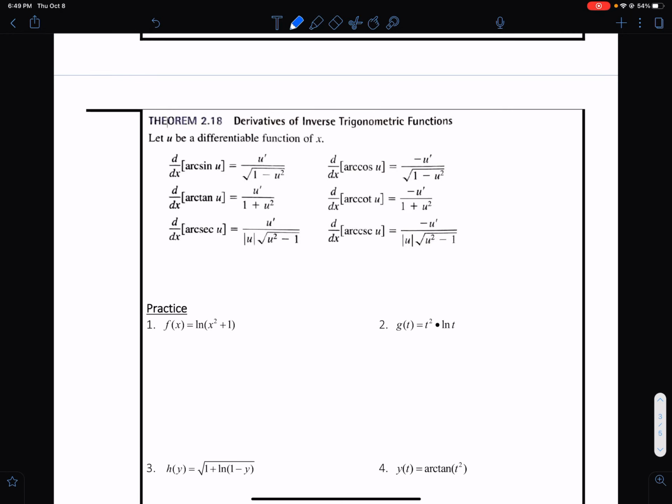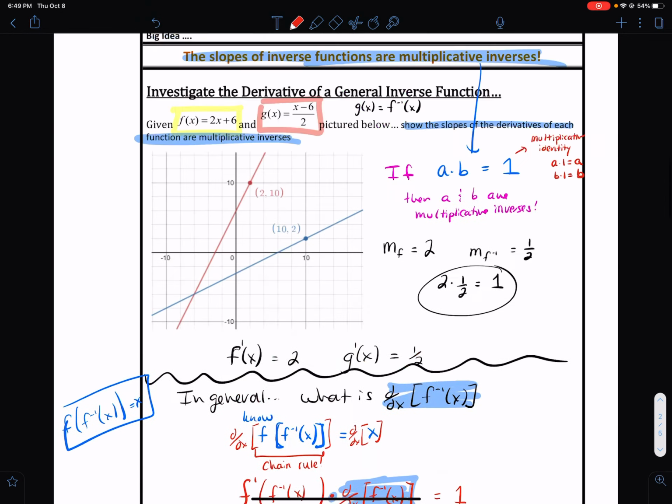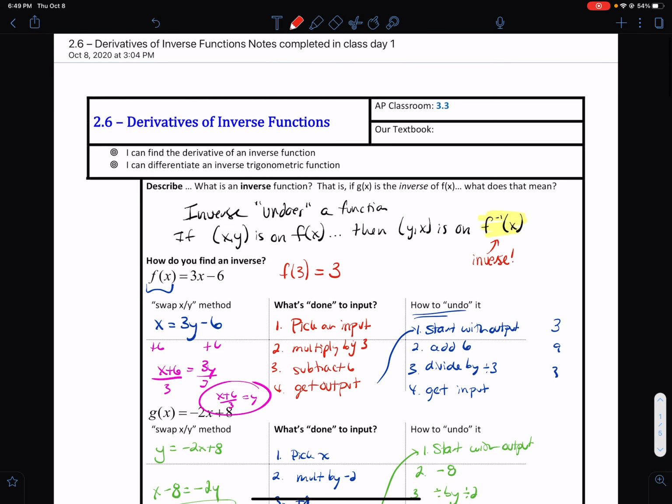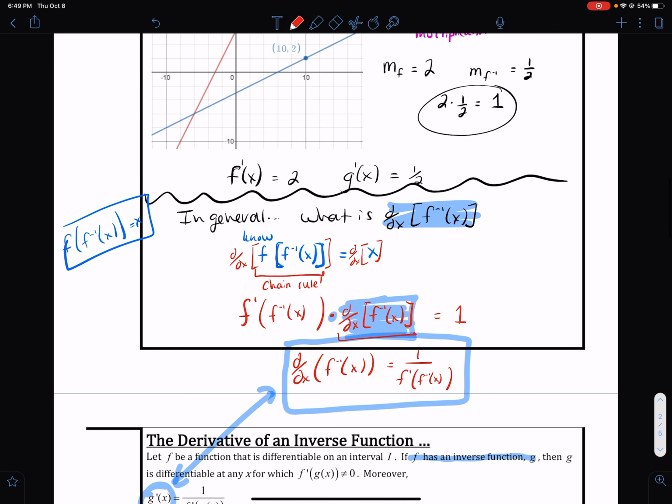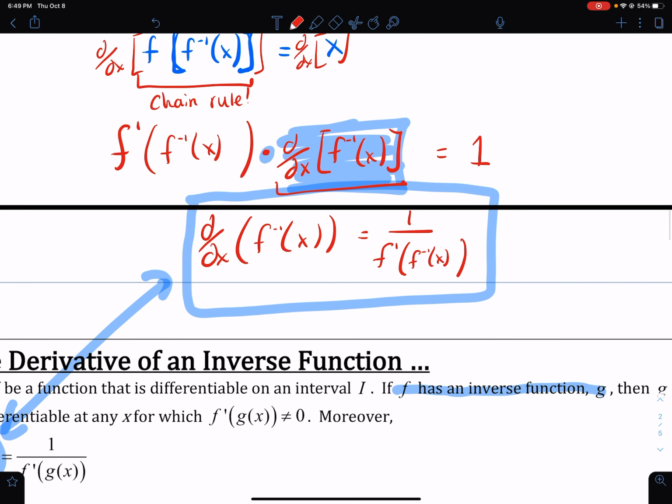All right, hey friends, what we're going to pick up in this video is we're going to finish up just the stuff from the 2.6 derivatives of inverse functions. So we had talked about just inverses in general, and then we have this general formula on how to find the derivative of an inverse of a function.